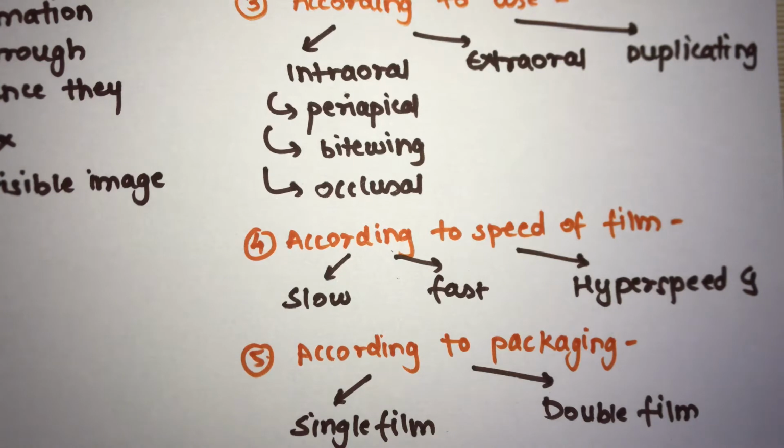Now I'm going to explain each one of it, because now it's also asked in your viva. The examiner will ask which type of film are you using depending upon the sensitivity. So in that case you have to say which exactly you are using. So this is just an example. He'll ask you anything related to this classification.